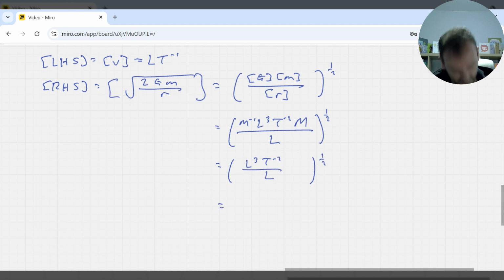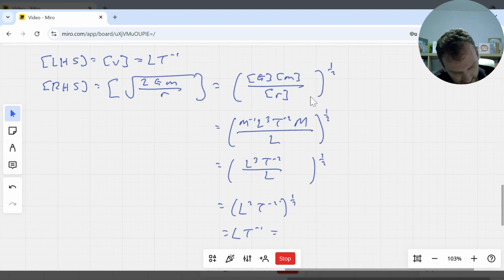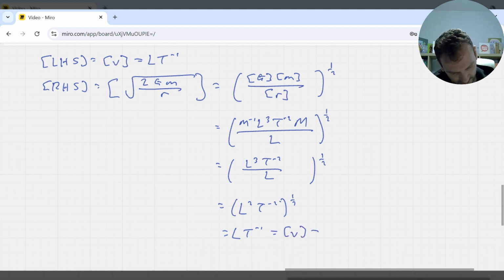Now I can deal with the next thing, and I'm going to have L squared T to the minus 2, because L cubed over L to the half is L squared. And this gives us L T to the minus 1. Now let's look. Good, that's what we're hoping. We wanted it to be equal to the dimensions of V. So I'm going to put dimensions equal to dimensions of V.